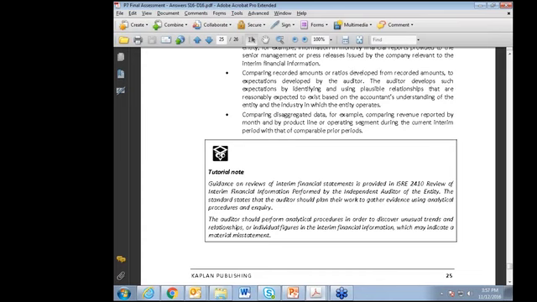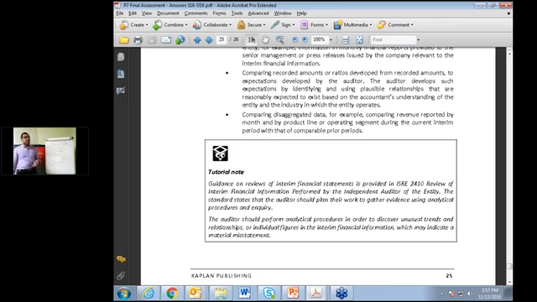Now, looking at it from this angle, in the tutorial note that you see, there was also some aspect on ISRE 2410, which we covered the day before yesterday on reviews. So guidance on reviews of interim financial statements was given in ISRE 2410. And the standard states that the auditor should plan their work to gather evidence using analytical procedures and inquiries. Those are the 2 basic techniques that you are using.